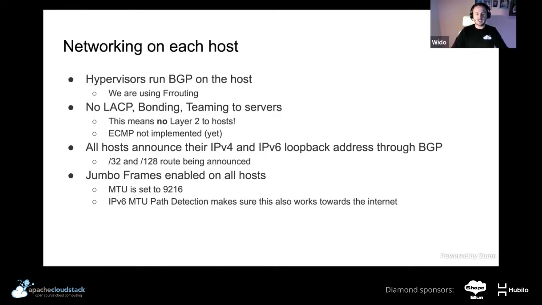And so we're not using ECMP. ECMP is a BGP balancing. We didn't implement it yet because we don't need it yet. However, all the hosts announce their IPv4 and IPv6 local loopback addresses through BGP. So they're announcing a /32 in case of IPv4 and a /128 in case of IPv6. Jumbo frames enabled again, MTU 9216, so that we can forward these large packets over the network.